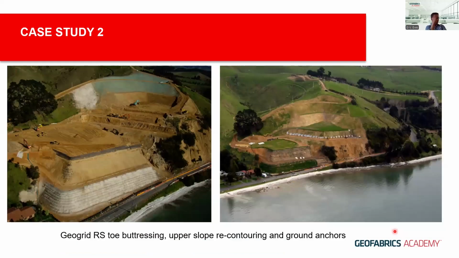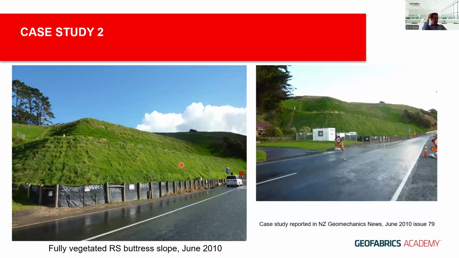So this is the photograph showing the construction ongoing of a 25 meters high structure, earthworks of recontouring of the slope with hydroseeding and vegetation establishing. And this last slide here shows vegetation established on the 45-degree reinforced soil slope, 25 meters high. Again, this is a case study, if you're interested, reported in the New Zealand Geomechanics News, June 2010.